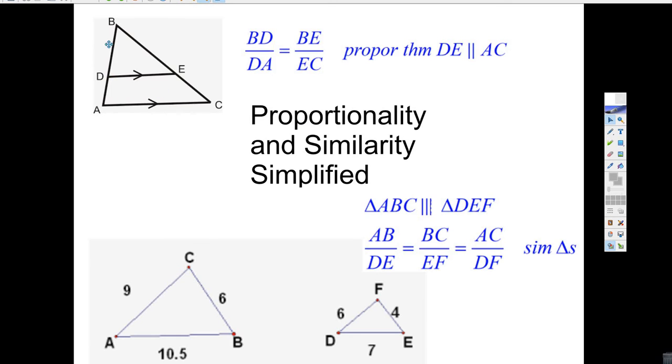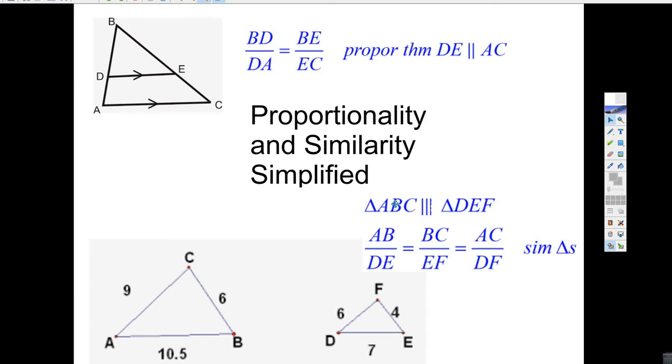One of them is this: if you see a triangle and a line parallel to the base, it means that you can break up the triangle into fractions proportionally. It means that BD goes with DA the way that BE goes with EC, as long as DE is parallel to AC, and we call that the proportionality theorem.